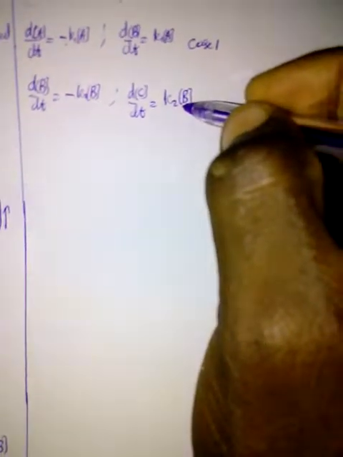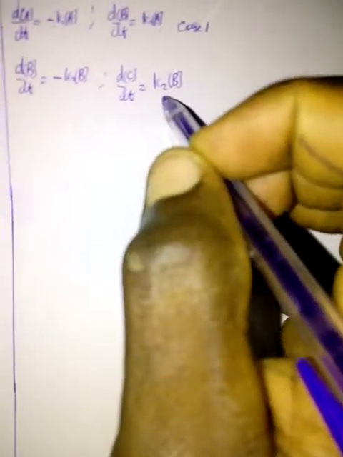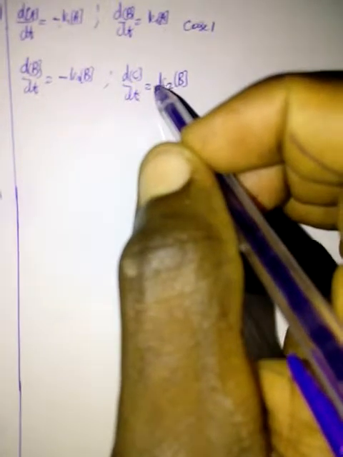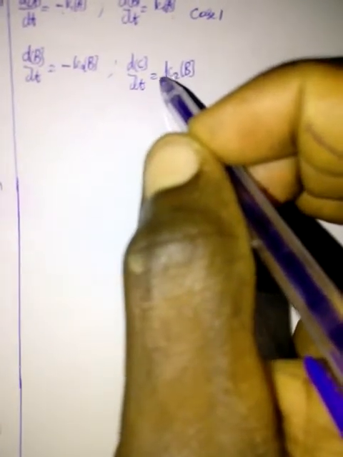I told you earlier that the rate constant will be multiplying the concentration of the reactant, and this is the reactant in this case. That's why you have A here, and B here. But the only difference is that there's no negative sign beside the rate constant here.